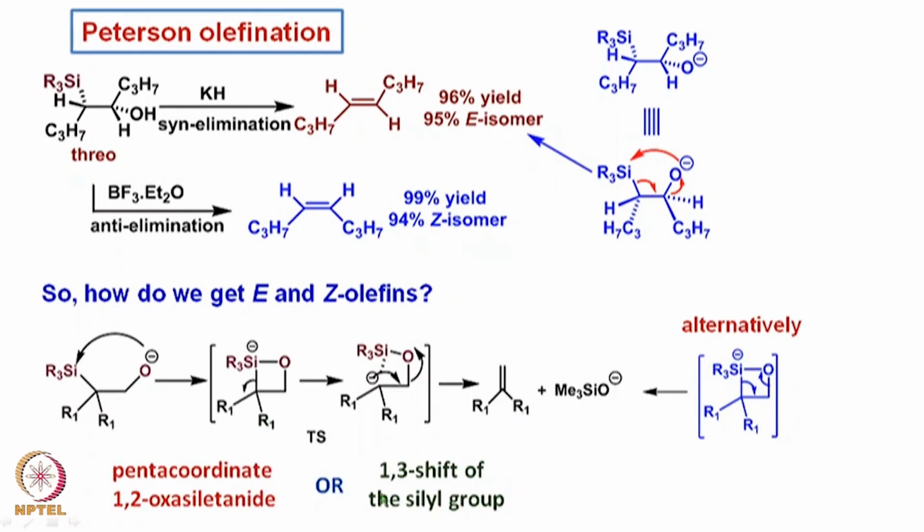Now, obviously, this involves a 1,3 shift of the silyl group. That means from here 1, 2, 3, the silyl group has shifted from the 1 to the 3rd position. Now how can we look at this particular threo compound going to this E isomer based on this kind of mechanism? We can take the starting threo compound as an anion of this kind here.